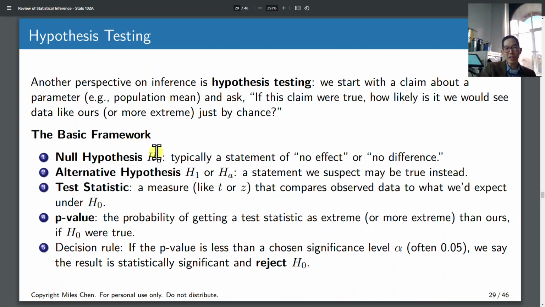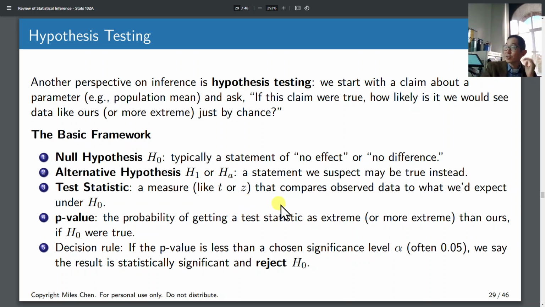And so we start off with our null hypothesis. This is the claim about the population, typically a statement claiming that there's no effect or no difference. Oftentimes if we're trying to show that there is a difference, we're hoping to reject that null hypothesis, okay? The alternative, which we write with H1 or HA, is the statement that we might suspect might be true instead, okay? We calculate a test statistic, like a t-score or a z-score or chi-squared value or whatever it might be, F, okay?